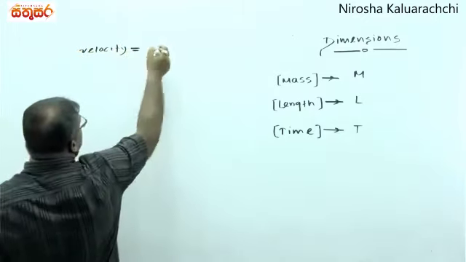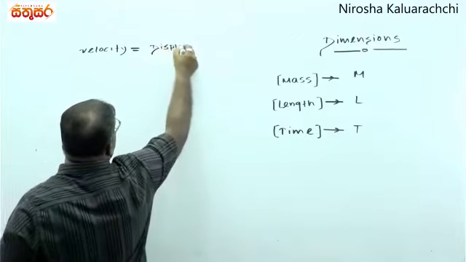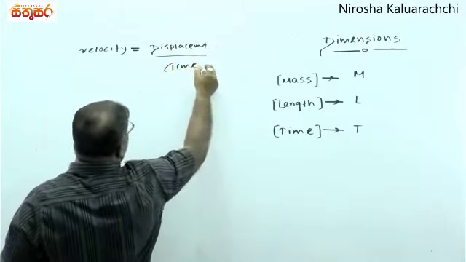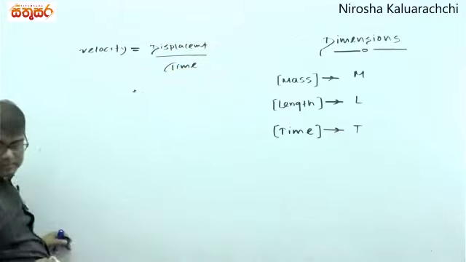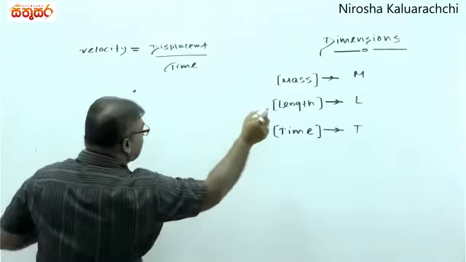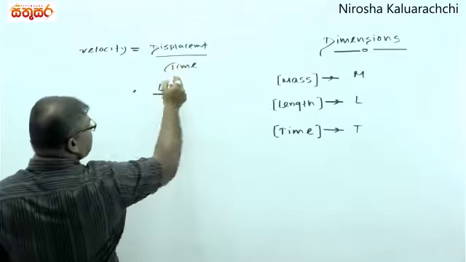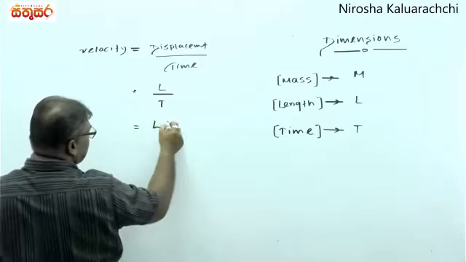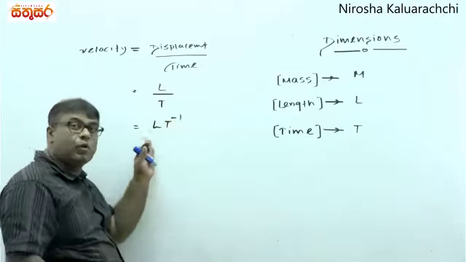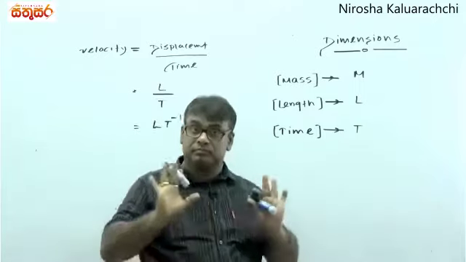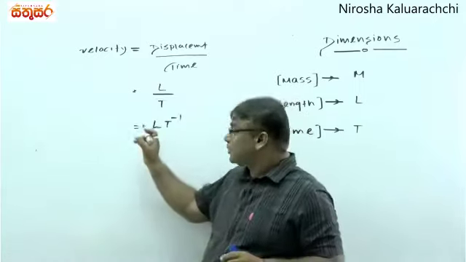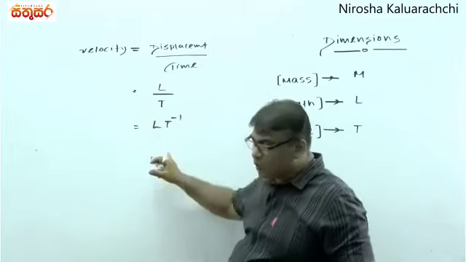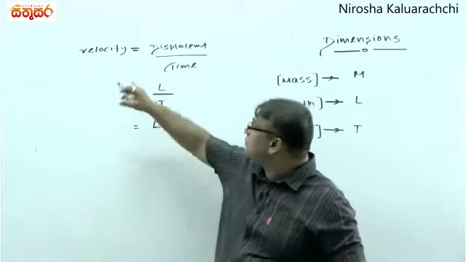How? Velocity is written as displacement divided by time. Displacement is length, which is L, divided by time, which is T. This comes up as LT to the power minus 1. This is called the dimension of velocity. This one is length, this one is time, T to the power minus 1. This combination is called the dimension of velocity.